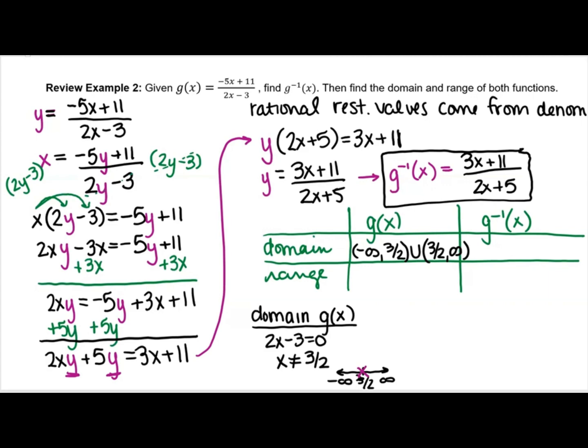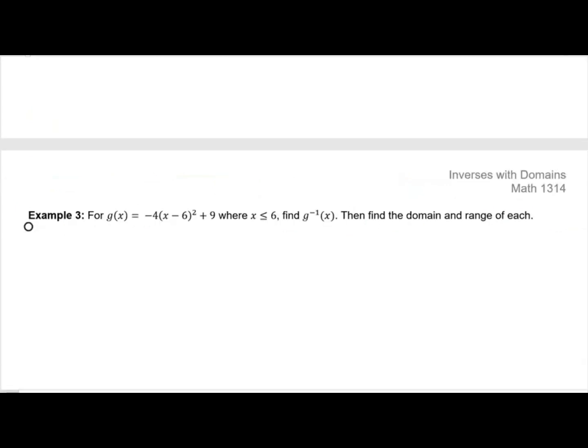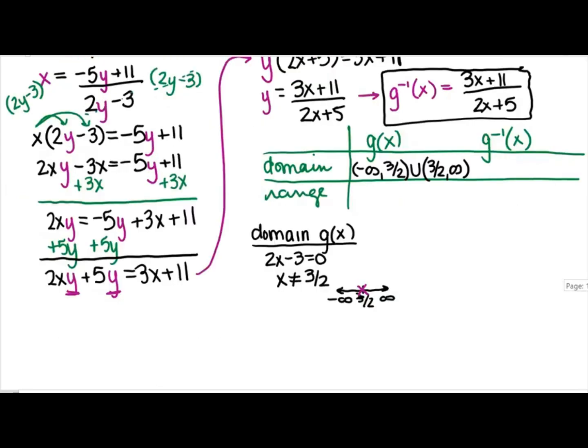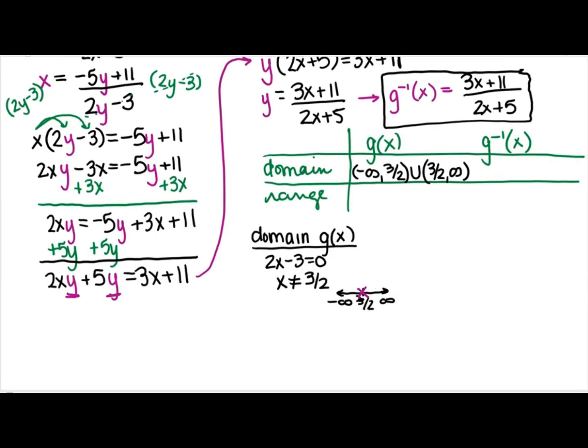So here we go. And of course, technical issue. Sorry about that. Give me a second. There we go. And because we found the domain of the original, we found the range of the inverse. So we get negative infinity to 3 halves, union 3 halves to infinity, and make sure that you have parentheses around those 3 halves.